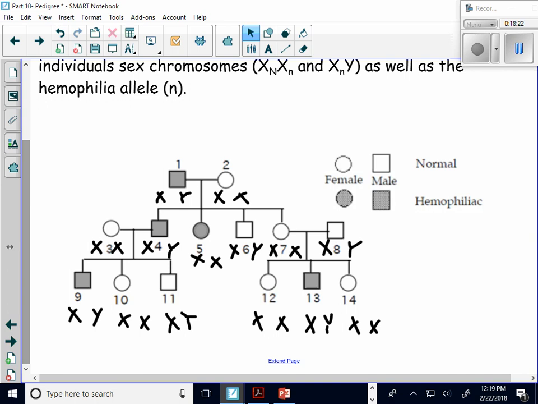Okay, so where are we going to start? What do you think? He says go ahead and start by marking the hemophilias. Okay, that's what John says. I'll agree with Jonathan here. Now, I'm going to mark all my hemophilias with little n's, and they're going to be red.